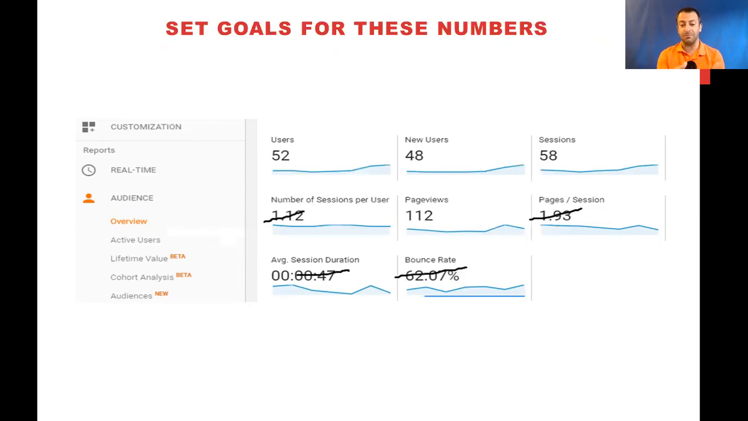So maybe you want to bring it down to 50% from 62%, or you want to even have a lower number. So you set your goals, and you set very specific goals on what these numbers should look like so you can measure and do it before and after.